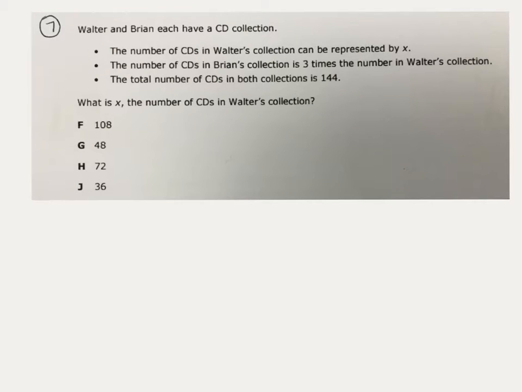Okay, so you have to pay attention to the wording on this because it incorporates something that you know but have not actually done yet. So you need to know Walter's collection is x. Brian's collection is 3 times the number of Walter's, so that's 3x. Now that means the total of both collections, meaning Walter's and Brian's, is 144, and that 144 is in the question. So then you just have to solve it. To solve this, you collect like terms. This is 4x equals 144.